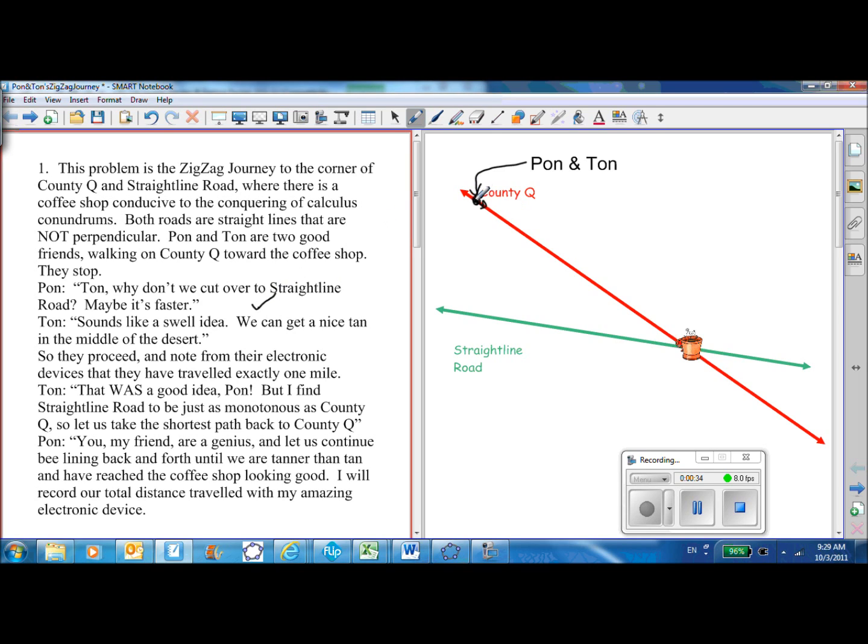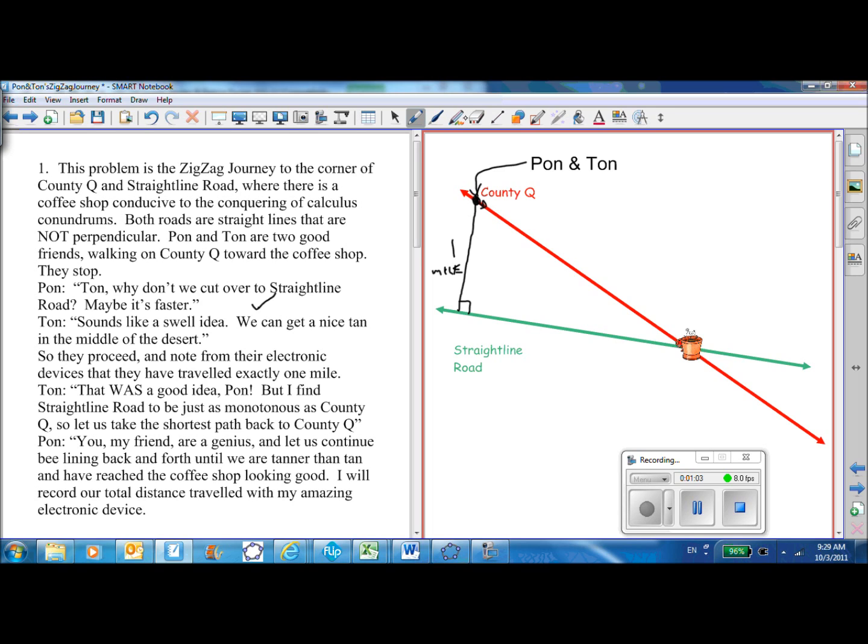So you take the B line distance, that is, the perpendicular distance down here like this. That would be the shortest distance from the point not on the line to the line itself. Okay. Now they proceed, but they get to Straight Line, and it takes exactly 1 mile, 1 mile moving along that through the desert. But then Ton says that was a good idea, but I find Straight Line to be just as long as County Line, so let's take the shortest path back to County Q.